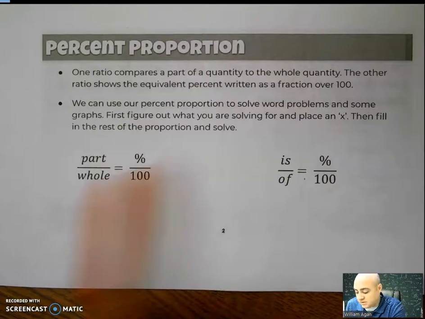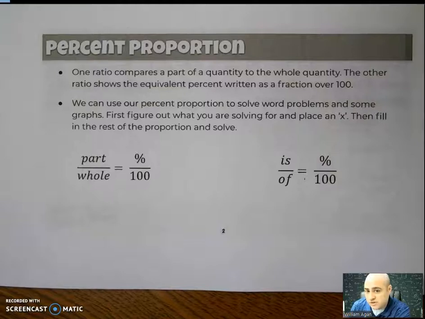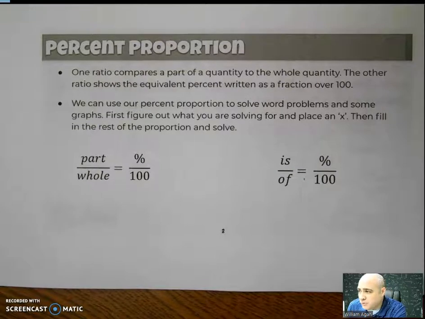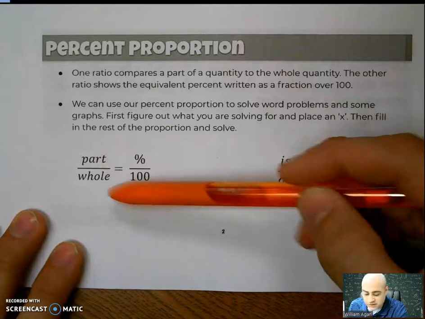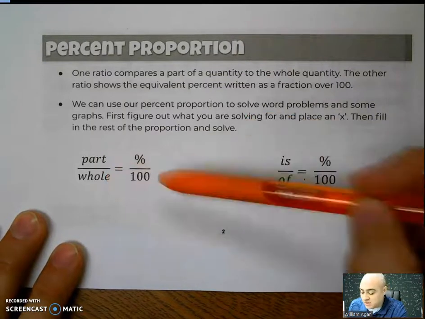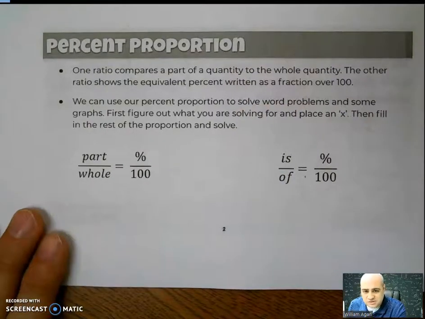So you use this. One ratio compares a part of a quantity to a whole quantity. The other ratio shows the equivalent percent written as a fraction over 100. So basically, if you have a part of a whole and you want to see what percent that is, this is what you use. So let's say there are 5 kids out of my entire 17 students that are wearing Vans. If I wanted to turn that into a percent, I would put 5 over 17. So that's how you would figure out what percent that is, using this proportion.